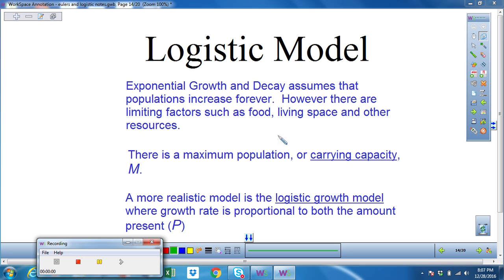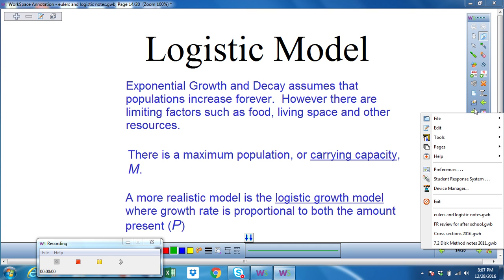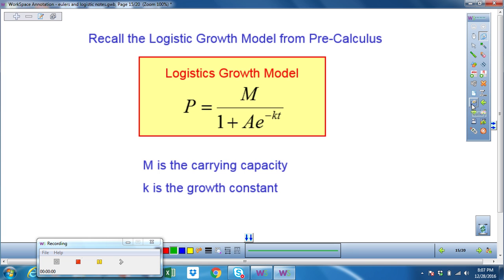And it's capped based upon space, based upon food and other factors that an area can only grow but so much. And so a more realistic model of population is a logistic growth model. And if you would recall from pre-calculus, and you need to write this in your notes, the logistic growth model for pre-calculus is given by the following formula, where M is the carrying capacity and K is the growth rate.